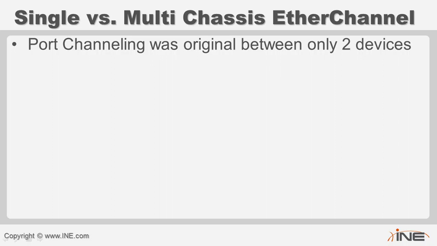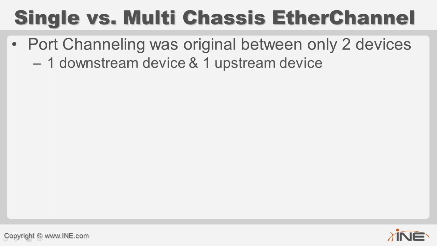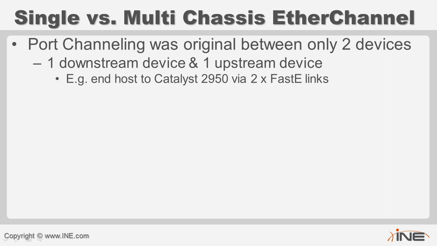But as we saw up to this point, what we were doing with regular port channeling is what's known as a single chassis port channel, where the idea is that we have two devices that are trying to aggregate the bandwidth of their links together. So we have essentially one downstream device and one upstream device. For example, an end host that's going to an access layer switch, like a 2950, 2960, 3500 series switch. We have two Fast Ethernet links, and then we're binding these together in a 200 megabit per second EtherChannel.